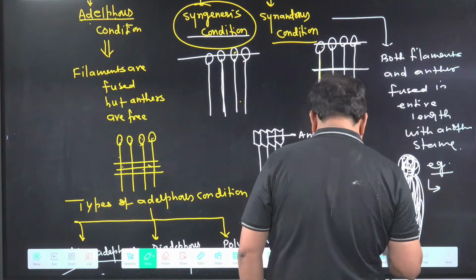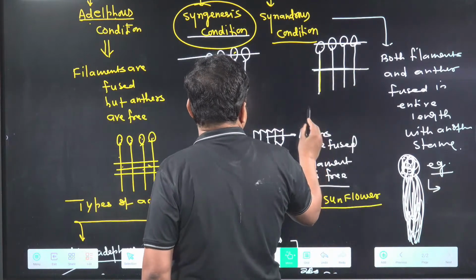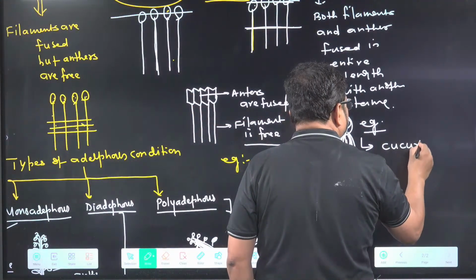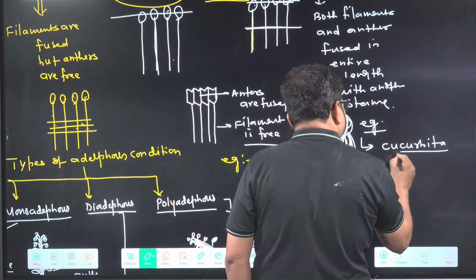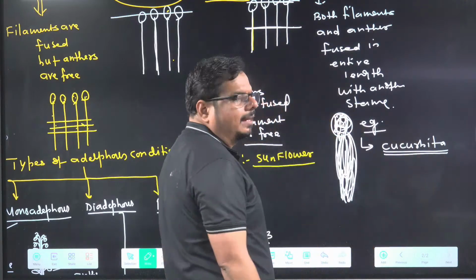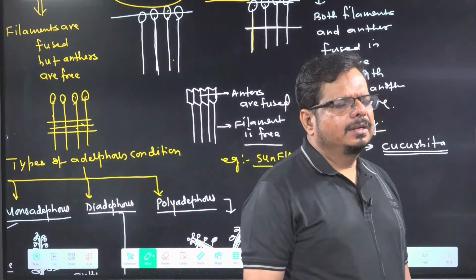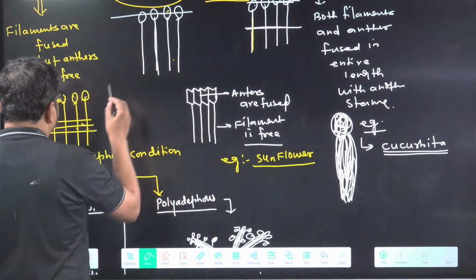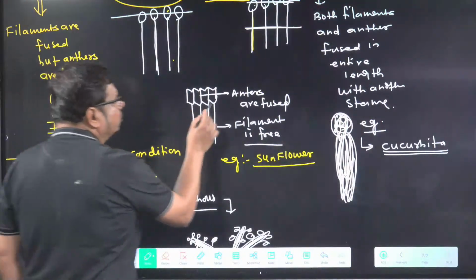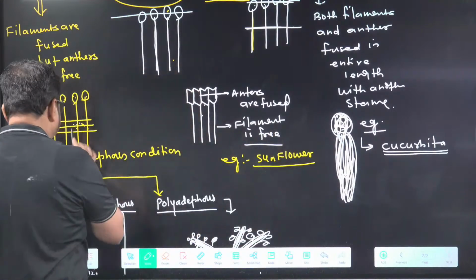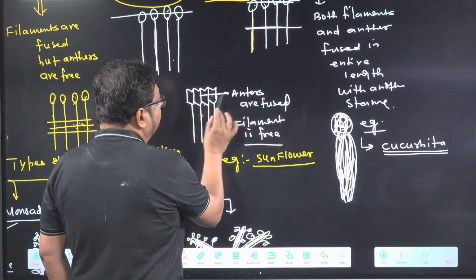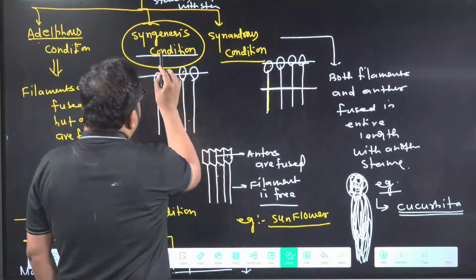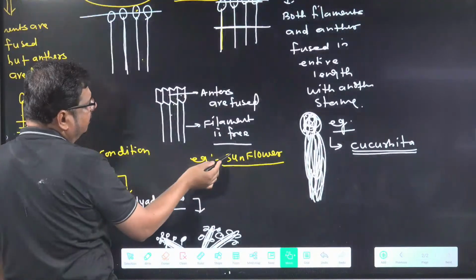And where do we get this synandrous condition? Anybody can pin the answer? Synandrous condition we are reporting in Cucurbita, cucumber family. Getting the idea or not? You got all three related terminologies. NCERT simply talks about this condition. I have given these two more conditions to you. This condition we already explained. In this condition, anthers are fused, filaments are free. We are giving a terminology: syngenesis condition. Example is sunflower.